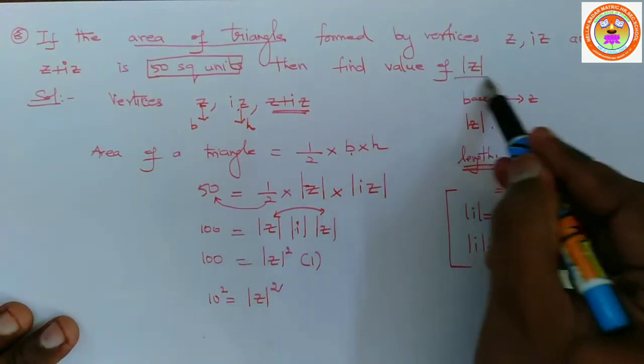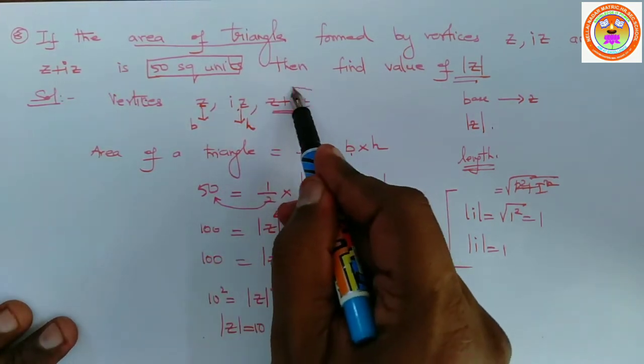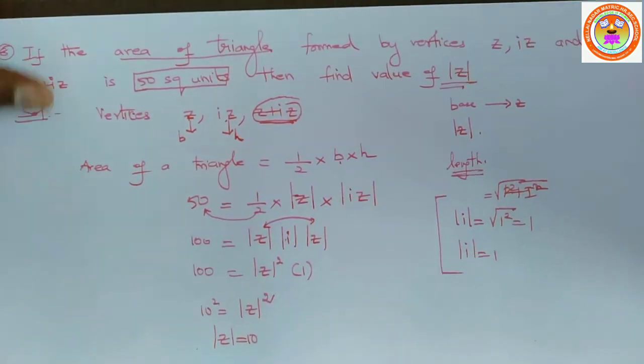So, we need modulus z value. Therefore, modulus of z is nothing but 10. We are finished. But only one question for you. Why are we not choosing this value, the third vertex? I am going to give an explanation for this.